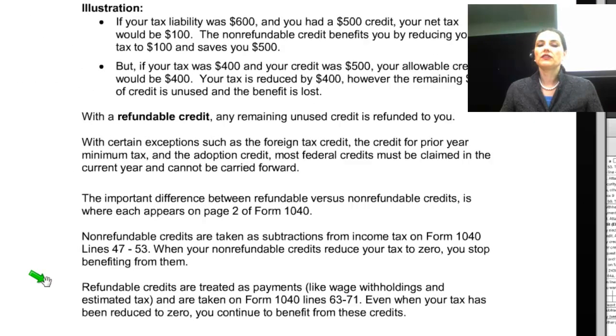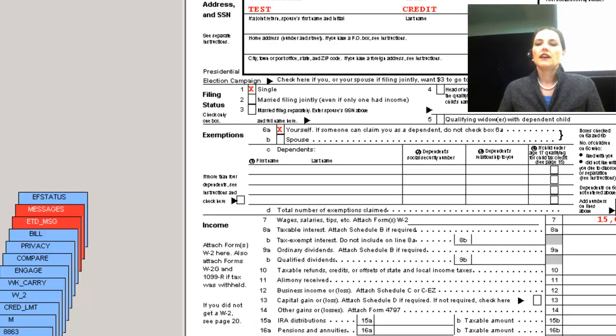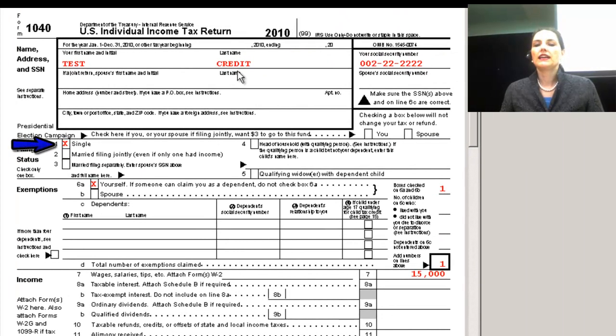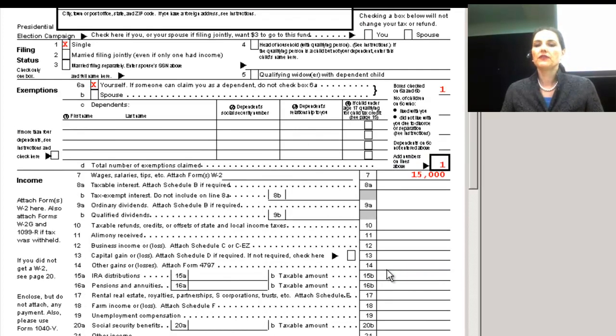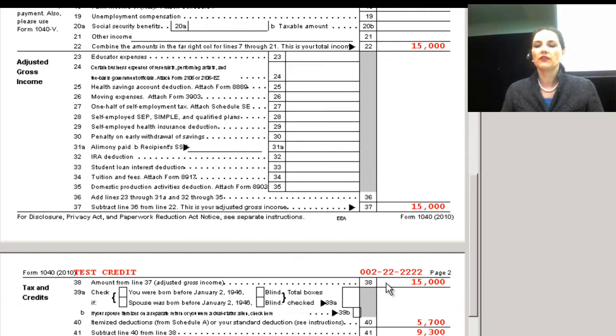So to help illustrate how refundable credits work and how non-refundable credits work, I'm going to take you over to our tax software program that we actually use in our tax service preparing tax returns professionally. And I've just done up a simple tax return, for a filer named Test Credit. Test is a single filer with no dependents. And I've given Test $15,000 of income. Very simple. The only source of income is wages. It's entered on the form.